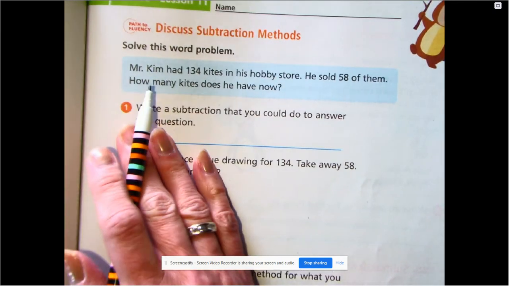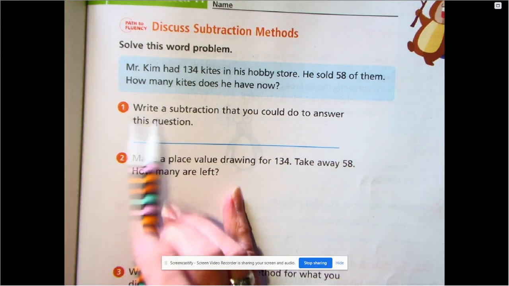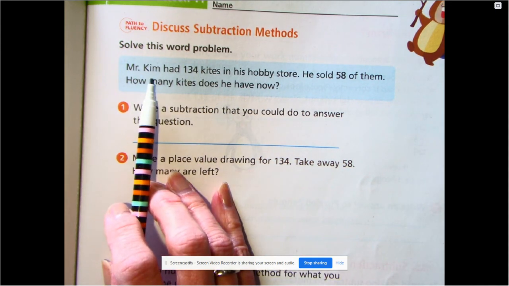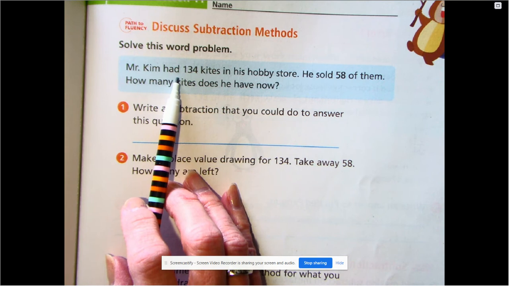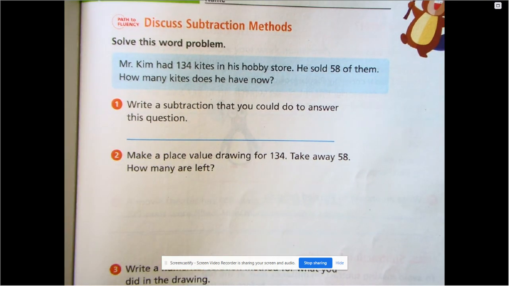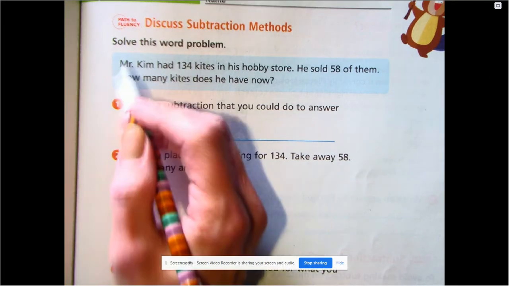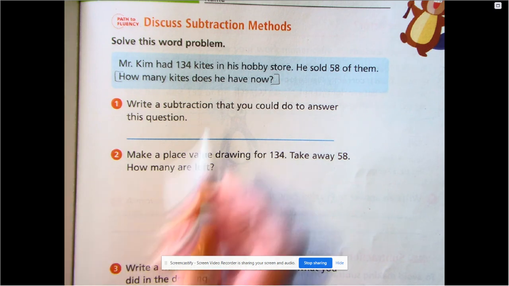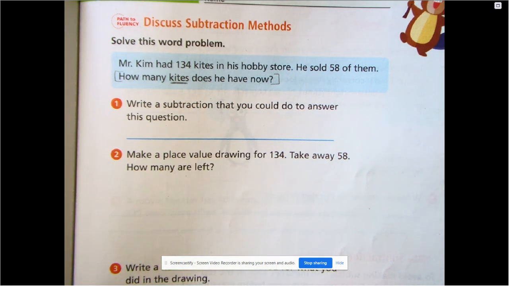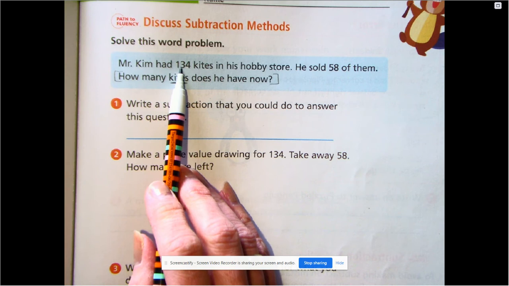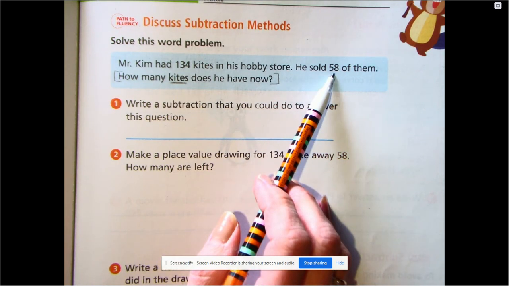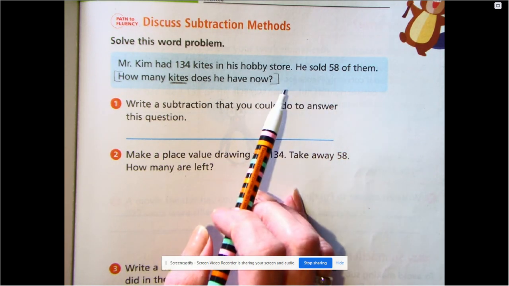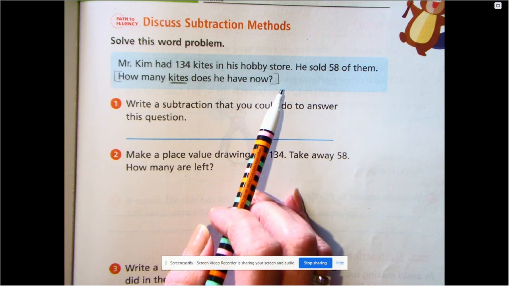All right, let's look. In the blue box, it says to solve this word problem. Mr. Kim had 134 kites in his hobby store. He sold 53 of them. How many kites does he have now? How many what? How many kites? So we're looking for the number of kites. He had 134. He sold 58 of them. So what's left? Some of those key words that you're going to notice in a subtraction problem, right?